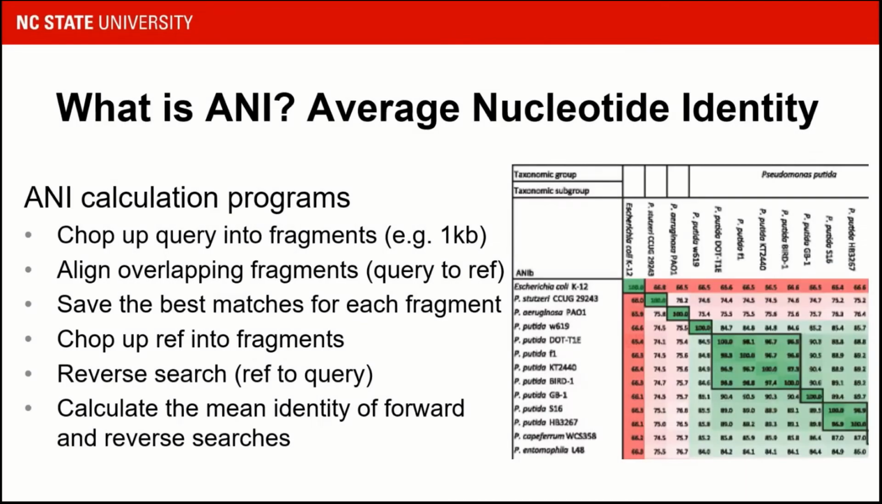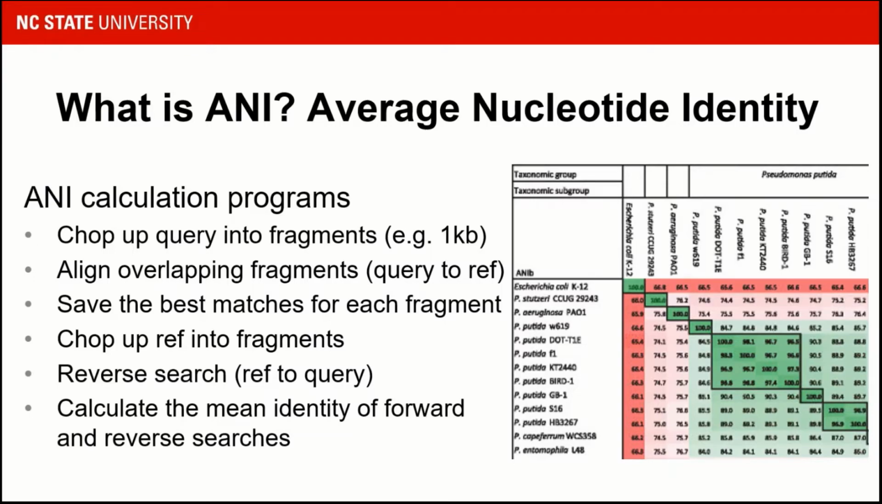So what is ANI? It's an acronym for Average Nucleotide Identity. The way it is calculated is a genome is chopped up into fragments. The fragments are aligned to a reference sequence. The best scoring matches are saved. The same procedure is repeated with the reference. Then the identity scores are averaged.